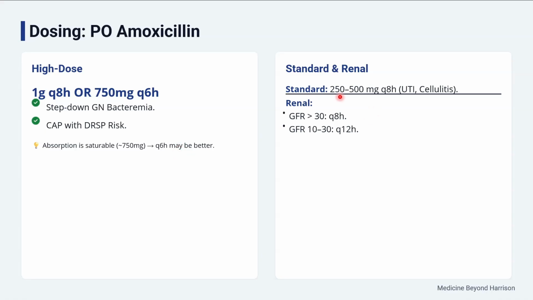For renal, the standard dosage is 250 milligram, 10 milligram Q8 hourly for UTI and cellulitis. In case of renal GFR more than 30, you can go Q8 hourly dosing itself. For GFR less than 30, you can go for Q12 hourly.